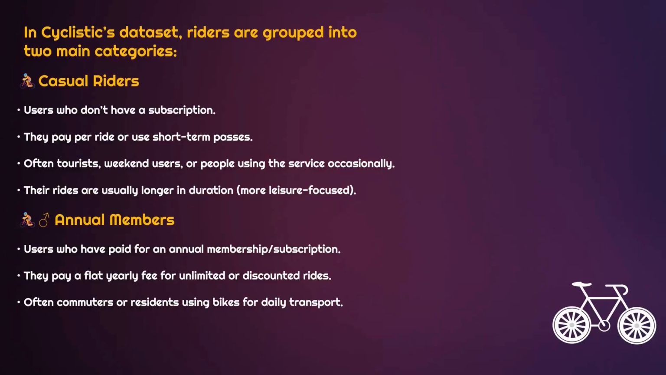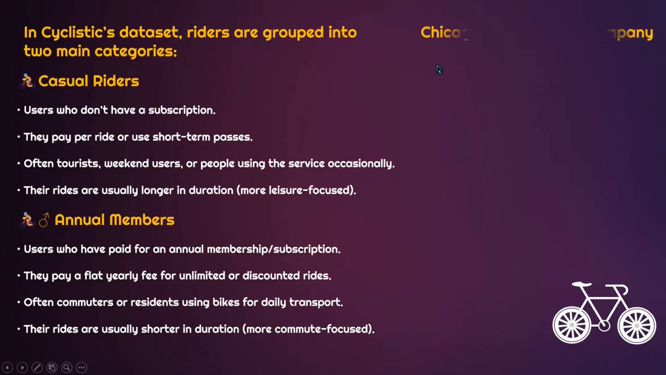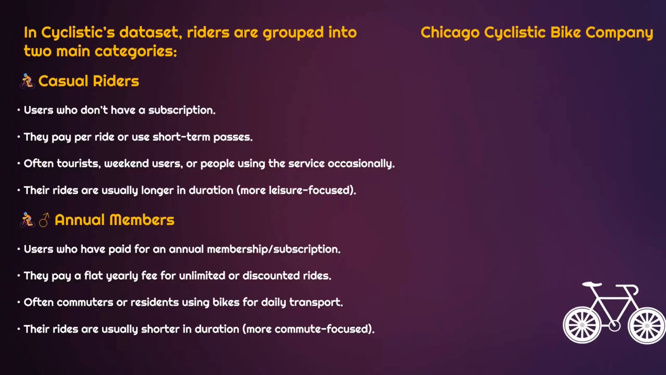The difference between both of these categories in the user base is: casual riders are those riders who don't have a subscription, they pay per ride or use short-term passes. They are often noted to be tourists or weekend users or people using these services occasionally. Their rides are usually longer in duration, more leisure focused. However, when we compare them with annual members, it is noted that they have annual membership, they have subscription-based plans, they pay a flat yearly fee for unlimited or discounted rides. They are often noted to be commuters or residents using bikes for daily transport. Their rides are usually shorter in duration, more commute focused.